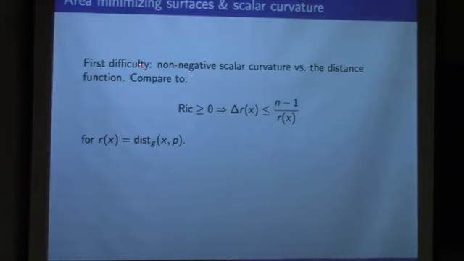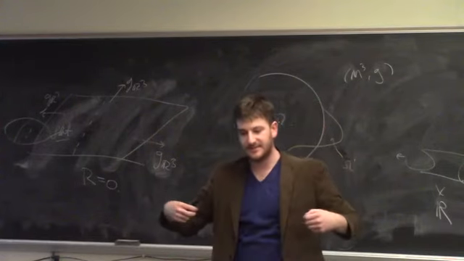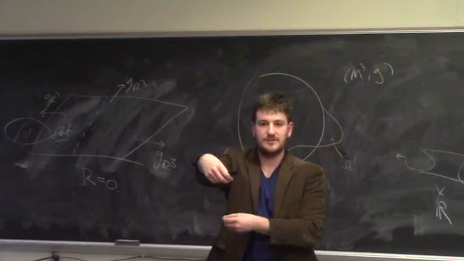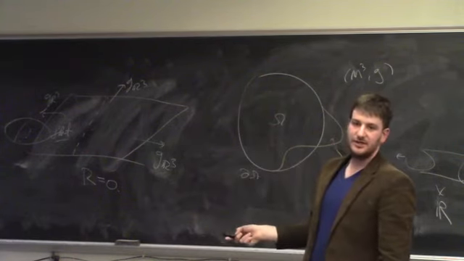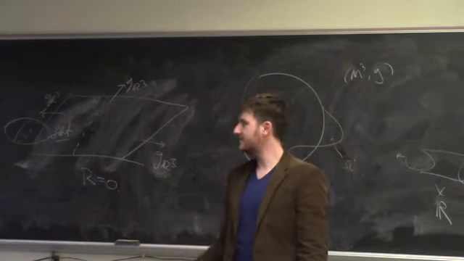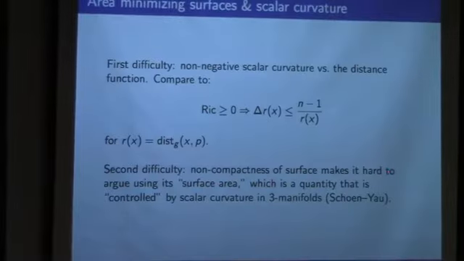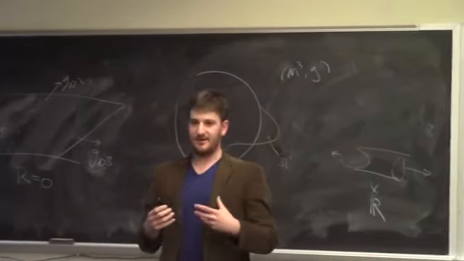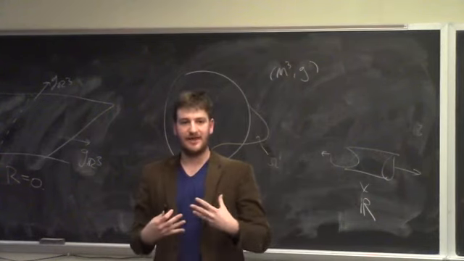So the difficulty of such a theorem is that you want to use non-negative scalar curvature. One way to try to prove this is to analyze the distance. If you have an area minimizing surface, you could look at the distance from the surface, for example. And if you have some control on Ricci, you know something about the distance function. But scalar curvature tells you nothing about the distance function. And the second difficulty is that the surfaces I had and cared about on the previous page were non-compact. So it doesn't make sense to talk about their area.